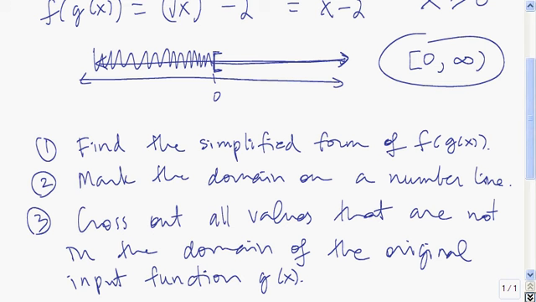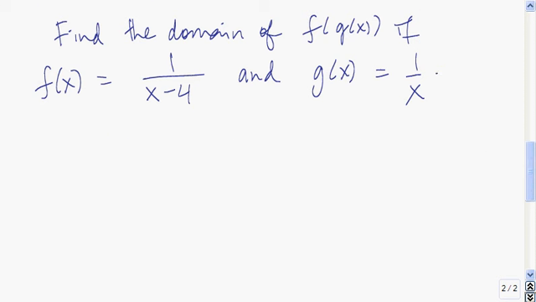All right, so I'm going to have you work on another example. Okay, so the example I'm going to do now is find the domain of f of g of x if f of x is 1 over x minus 4 and g of x is 1 over x. Why don't you press pause while you work on this example?